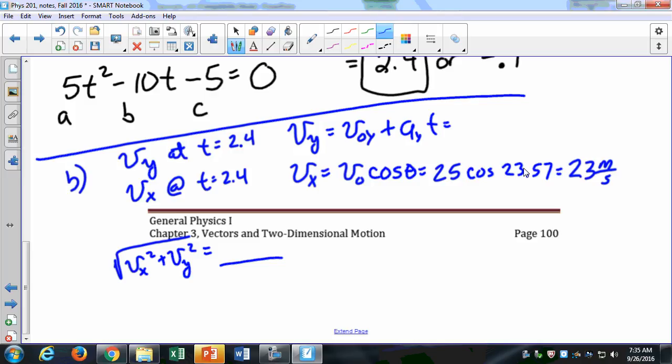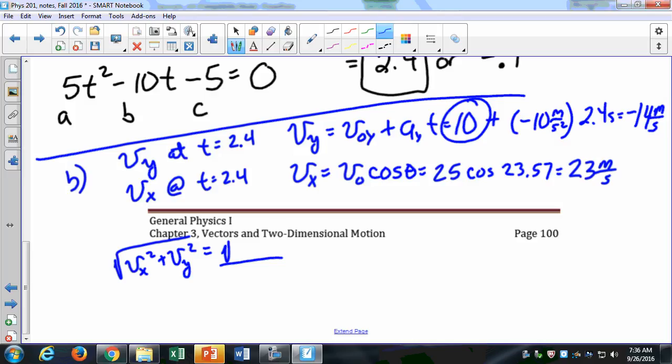So I already know V0y, it's equal to 10 plus negative 10 meters per second squared. That's my acceleration times 2.4. That's the time that I found. That's 10 minus 24, or negative 14 meters per second. So that means that I found that it is bigger than this in magnitude, and it is negative. So here I can do the square root of negative 14 squared plus 23 squared, and that gives us 27 meters per second.